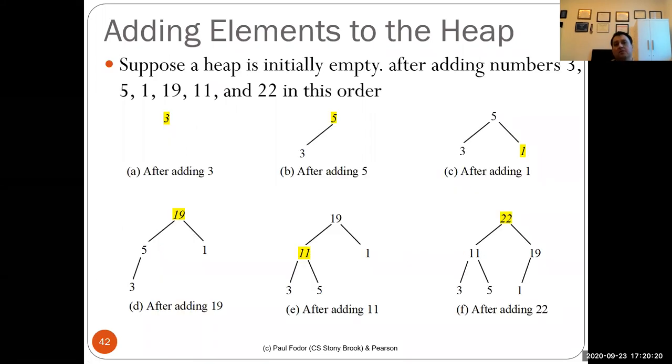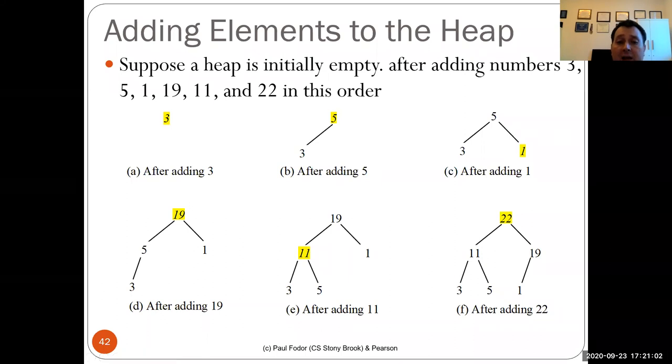So here is another example. If I give you random numbers, like 3, 5, 1, 19, 11, 22, you can start adding them to the heap. Initially there is only 3 in the heap, then 5 will be added as the child of 3, and because 5 is greater than 3, they swap. Then we want to add 1. 1 will be added as the next child, and it's less than its parent, so we leave it in place. Then we want to add 19, so first 19 will be put after 3 as the left child. It will be swapped with 3 and then swapped with 5. So we get this heap as the next state.